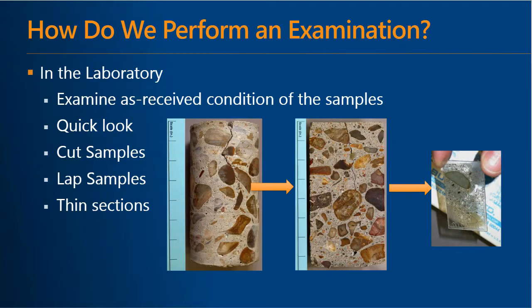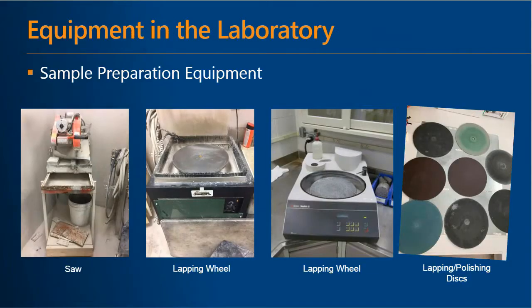Now, kind of going quickly through how we perform an examination, we really use a systematic approach, and it starts with background information, a review of site photos if we're not on site ourselves. And it may result in a quick look by a petrographer where we can give enough information that satisfies you or the clients, but we may need to go many steps further, where we will begin to cut samples, we may lap them or put a dull polish on them, and then maybe go a step further and create thin sections, which I'll explain in just a moment.